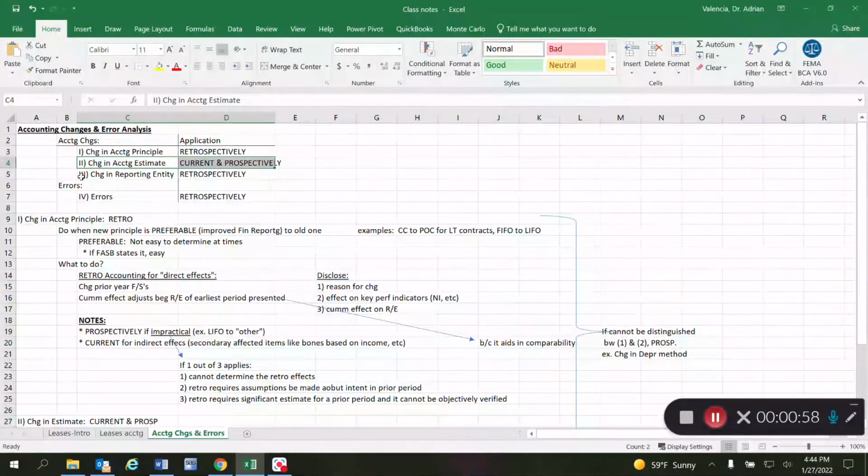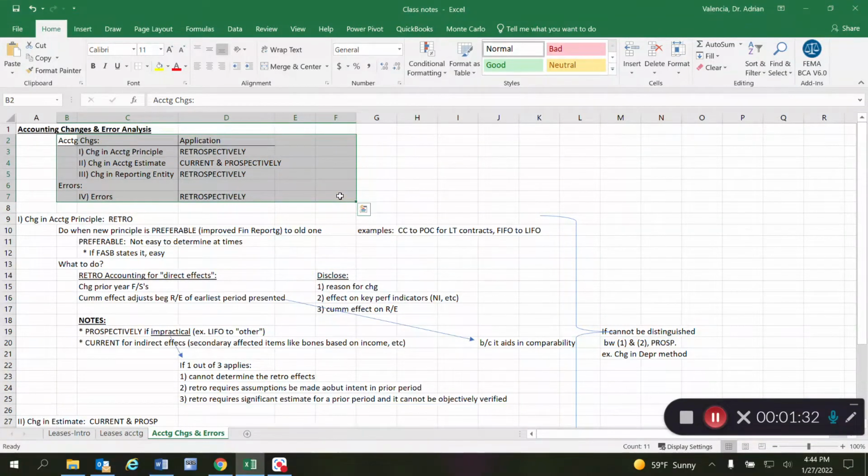And then if we have a change in reporting entity, such as when companies merge or a different entity reporting requirement, then we would apply it retrospectively as if the company existed as such in the past. So these three are the categories that are considered accounting changes. And then for any errors that we find, those errors are corrected retrospectively to previous financial statements. And of course, we're talking about material amounts, as is always the case with GAAP. We deal with these things for material amounts.